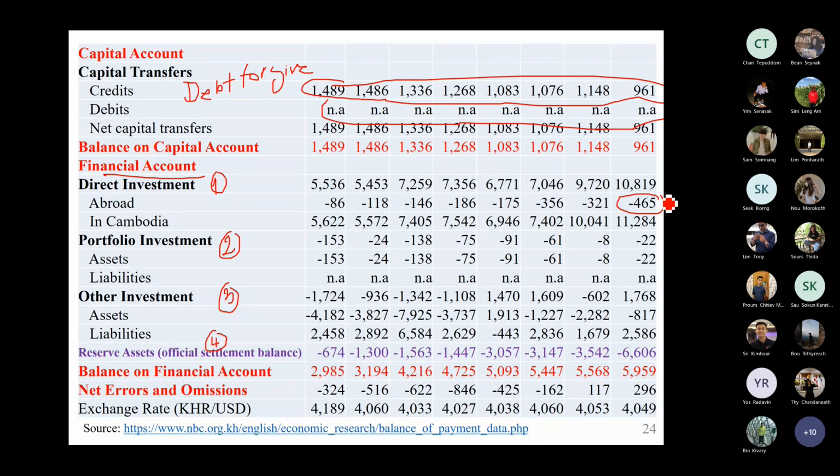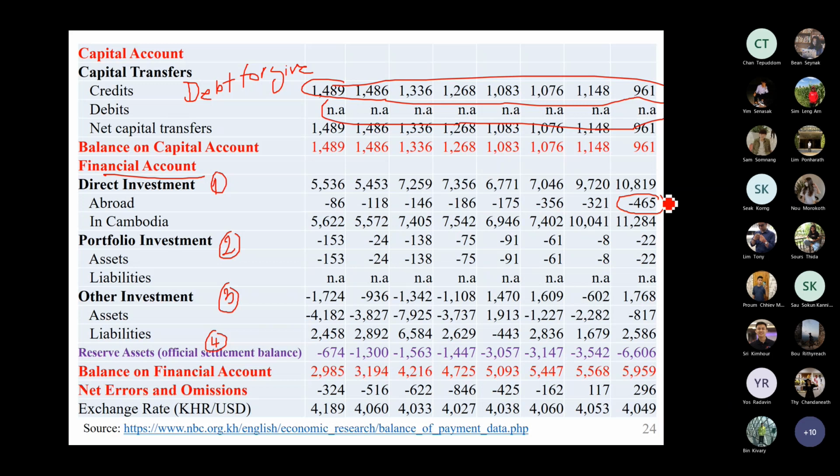Okay, we do have FDI outflow. For example, we have a Chinese bank that invests in Myanmar. They invest in Love, PDO. This is an outflow of the asset. Okay, so we record it as a minus here.